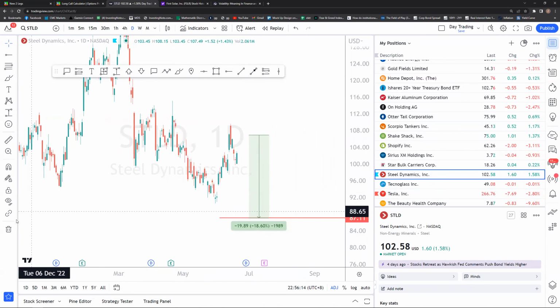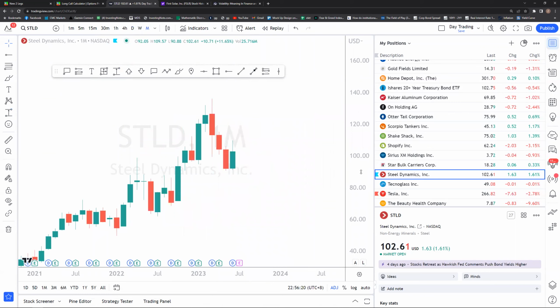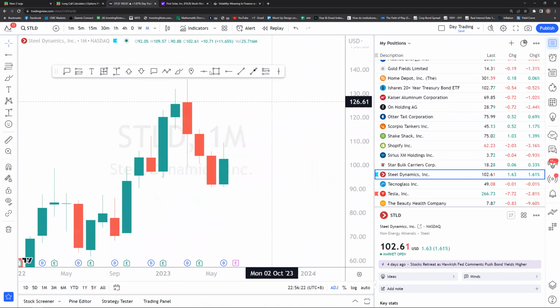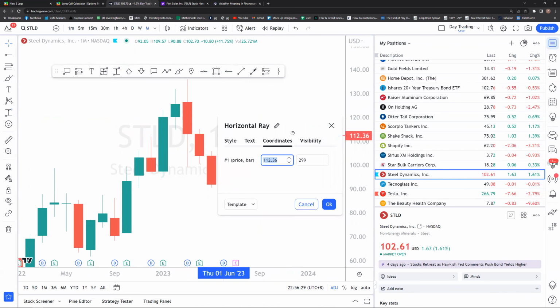So now you can work it out monthly. Okay, so monthly, very, very simple. I'll give you a head start. Your stop loss can be here. Your stop loss can be around 122.